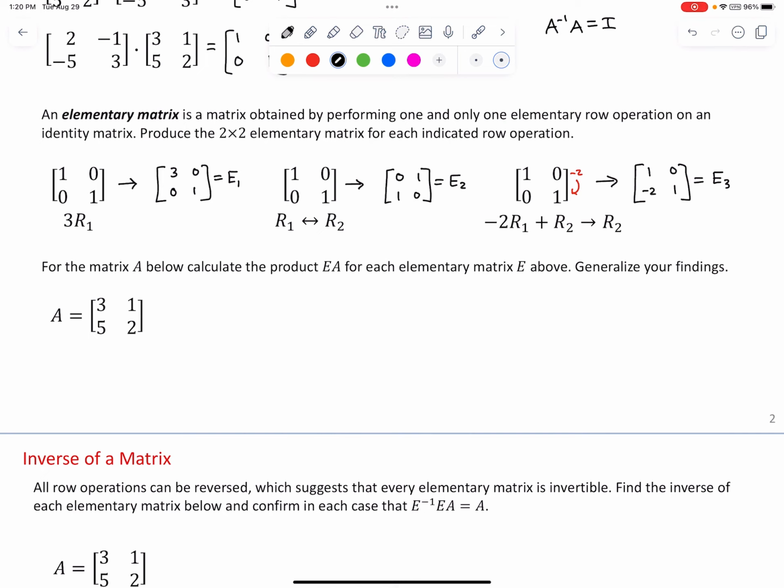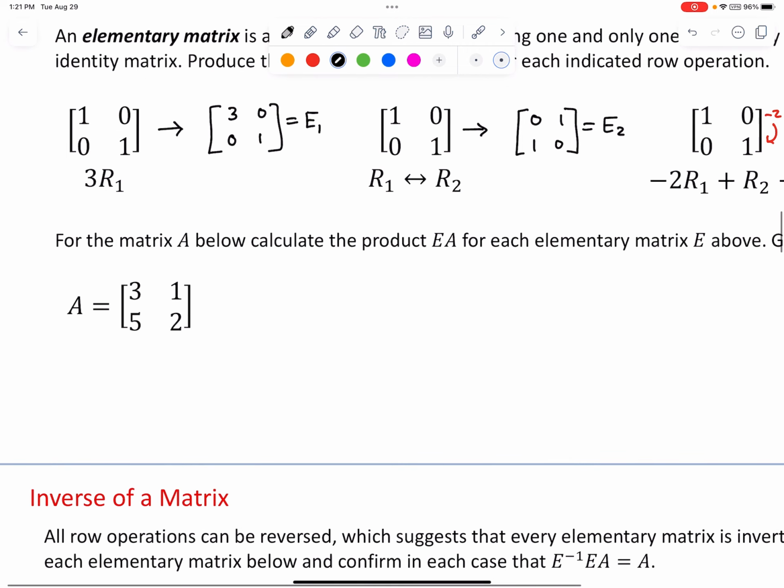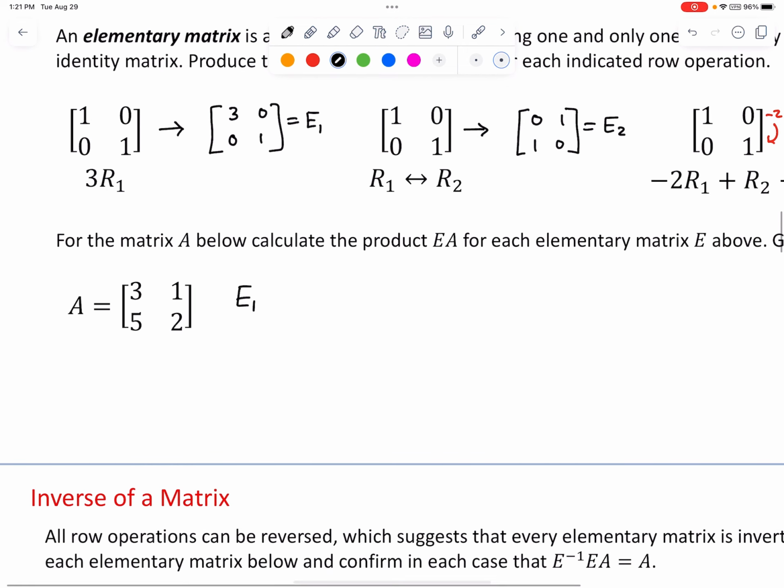For the matrix A below, calculate the product EA. And make sure you go in this order, don't do AE. For each elementary matrix E above. Generalize your findings. All right, so we're going to do E1 times our matrix A. So let me rewrite E1 was 3, 0, 0, 1, and multiply that by the matrix A, 3, 1, 5, 2.